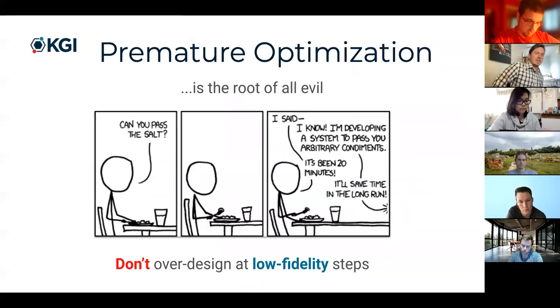So this also speaks to a very commonly used phrase in web development, which is that premature optimization is the root of all evil. In this case, this guy's saying, hey, can you pass the salt? And it takes forever. And it says, oh, I know, I'm developing a system that can pass you whatever condiment you want automatically. And he says, it's been 20 minutes though. And all he wanted was the salt, right? And so this is a good example of premature optimization.